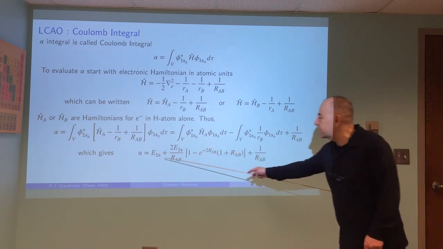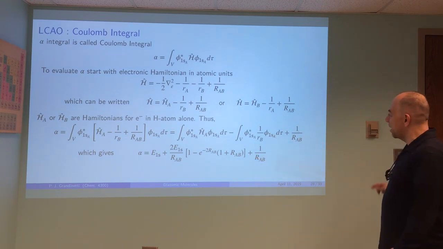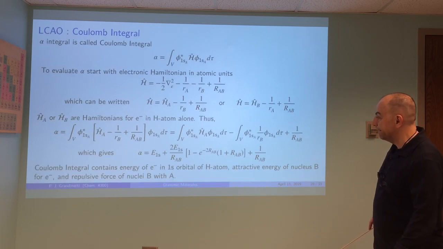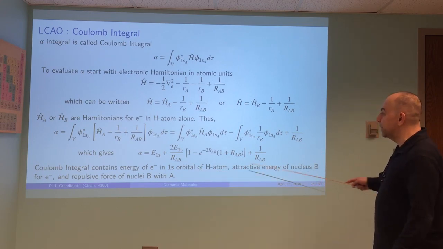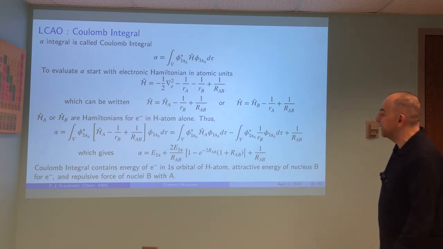So it's sort of this first term is the energy of the 1s plus this term from these cross, with this 1 over RB evaluated between those orbitals on the other side, and 1 over capital RAB, which is the repulsion term. All right. Okay, so this contains the energy of the 1s orbital, the attractive energy of nucleus B for the electron, that's this guy, and then the repulsive force of nucleus B with nucleus A.